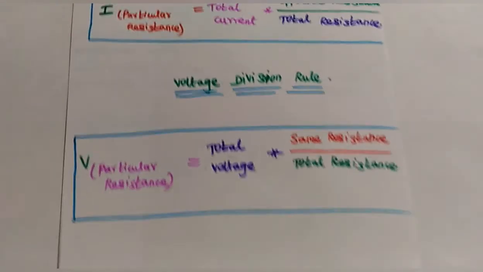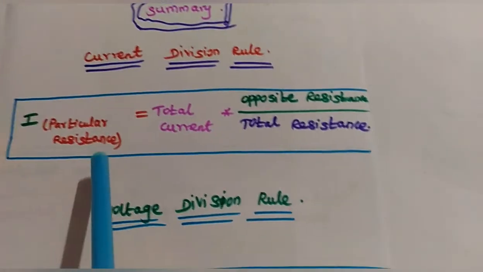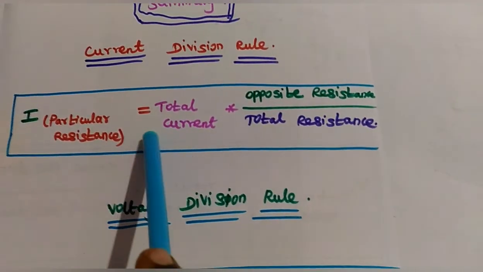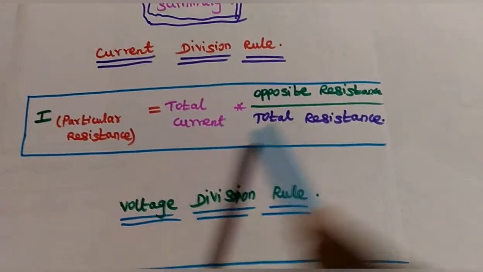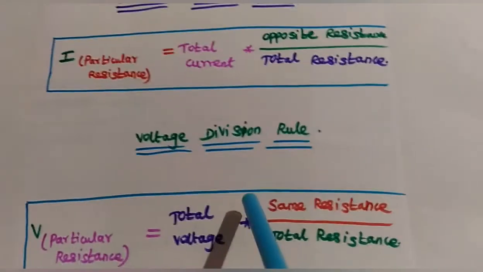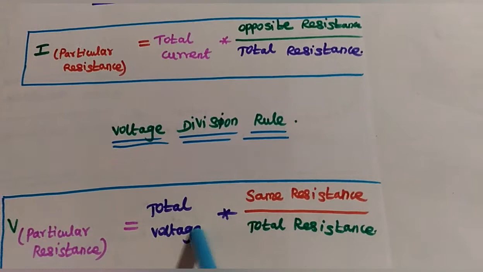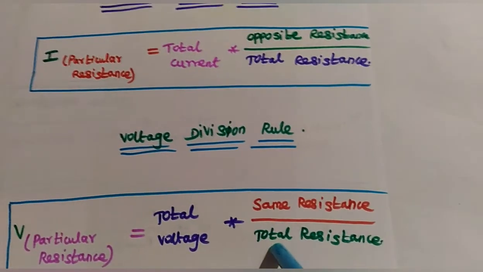And now let us see the summary of this concept. The current division rule is nothing but the current flowing through a particular resistance, which is equal to the total current times the opposite resistance divided by the total resistance. This is the important formula. And the voltage division rule is nothing but the voltage across a particular resistance is equal to the total voltage times the same resistance divided by the total resistance.